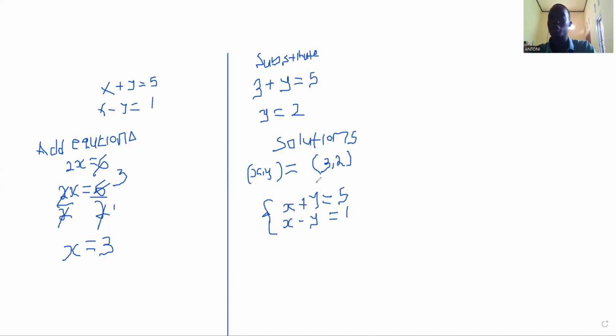And this is how we use the elimination method. I add, and then I get the value that I want. And next I substitute x equal to 3 into the first equation: 3 plus y is equal to 5, so y is equal to 2. So the solution is x equal to 3 and y equal to 2. So that's how we do it.